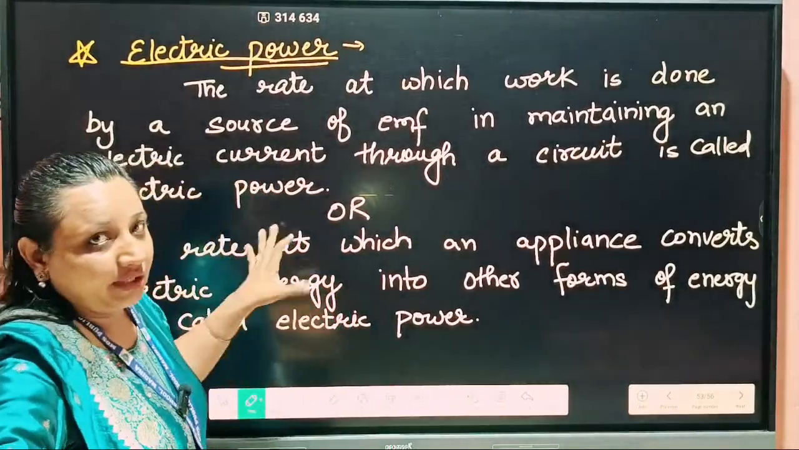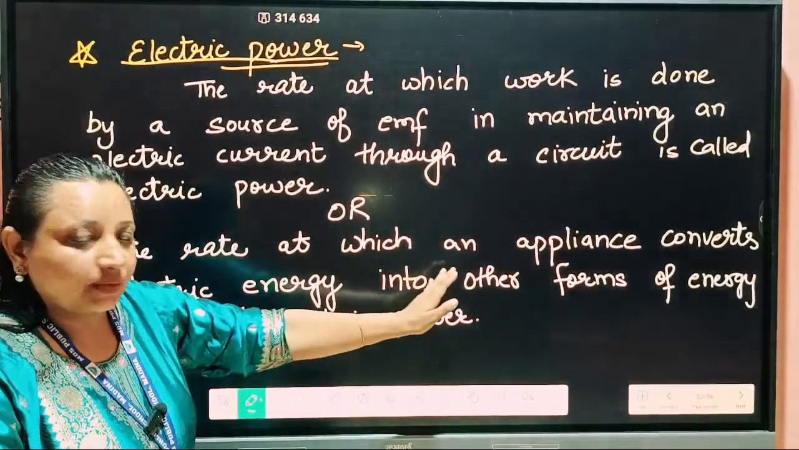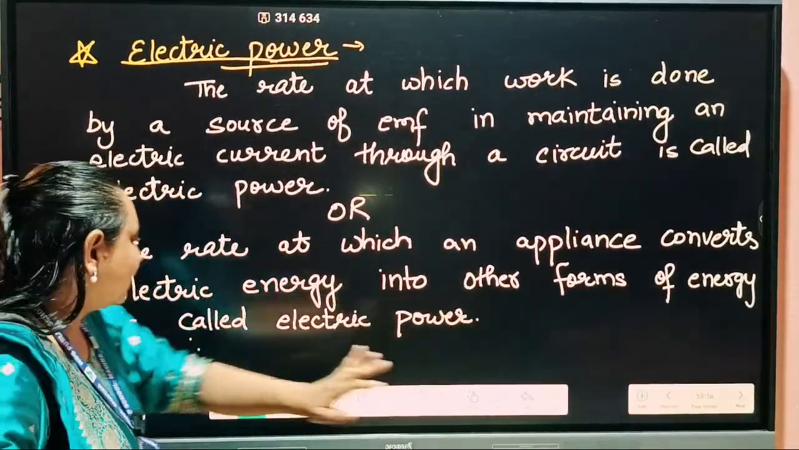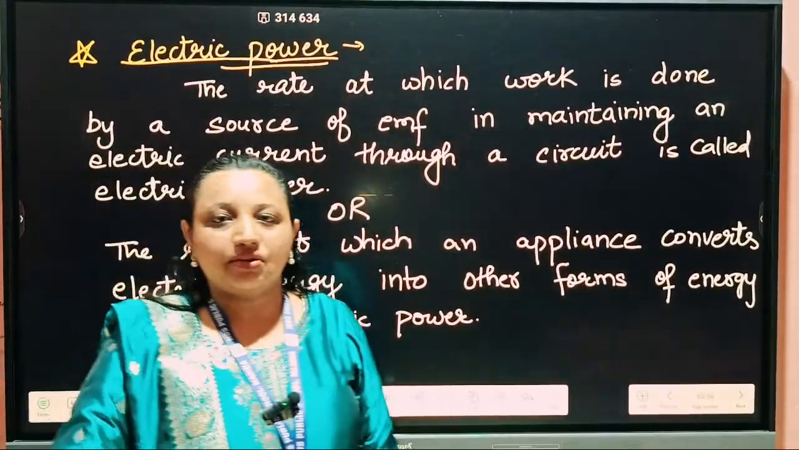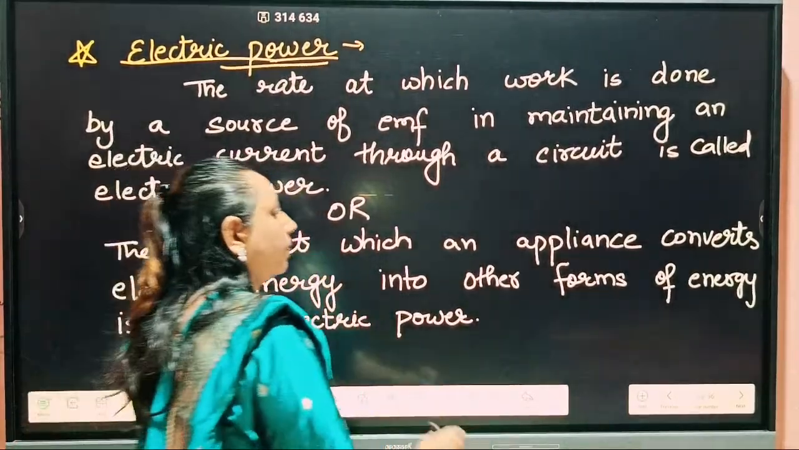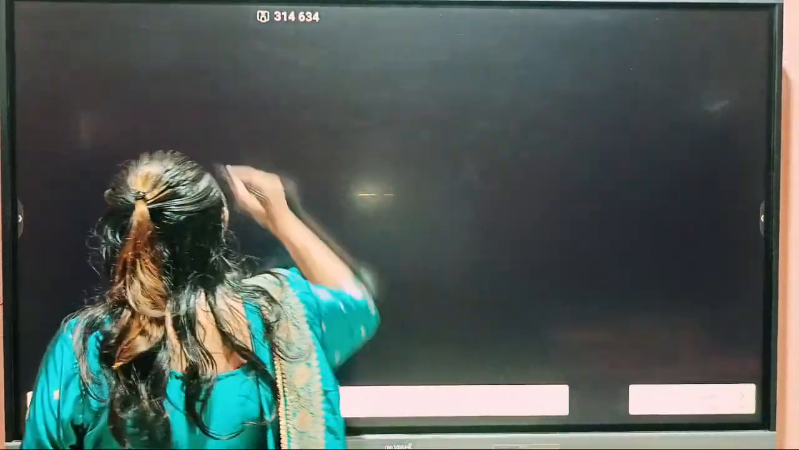electric power. We can also define it by another definition: the rate at which an electrical appliance converts electrical energy into other forms of energy is known as electric power. We denote the electric power by the letter P.